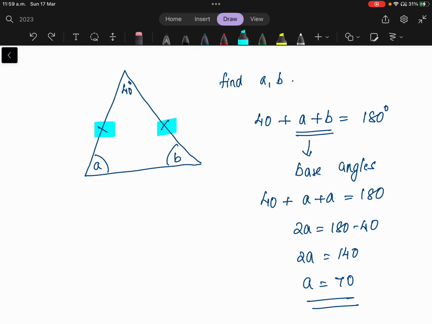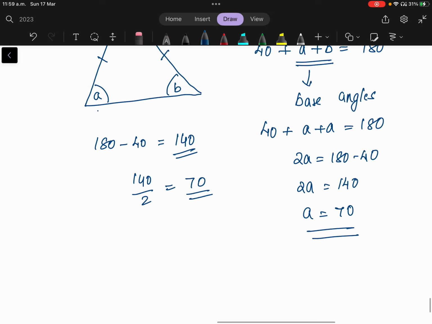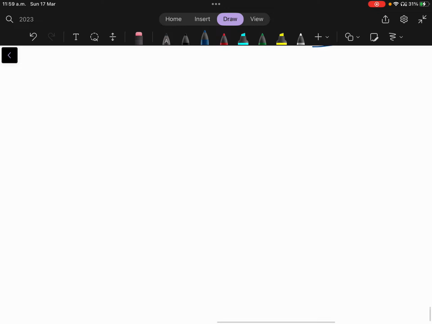So there's an alternate method. Since one angle is 40 degrees, the sum of the other two angles will be equal to 140, and since A and B are the same, it is 140 divided by 2, which is equal to 70. So you can work with either of these methods. You can either use algebra if you're comfortable, otherwise you just think on your own and then find the calculation.